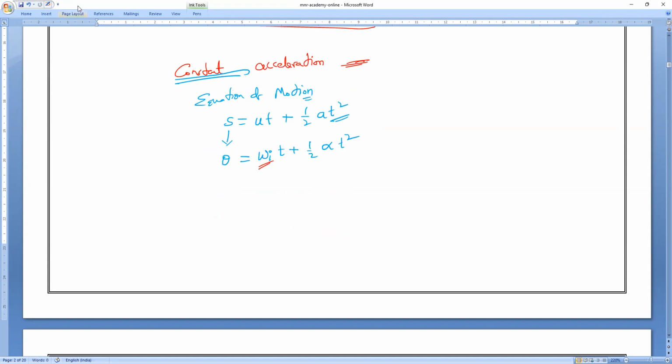Because initial angular velocity is what, everybody? 0. So displacement theta is equal to initial angular velocity 0 into time, 0, plus alpha, the value we just found. What is the alpha value? 3F divided by ML into t square. So theta is equal to, what is the answer, everyone? 3F t square divided by 2ML. That is only the theta.